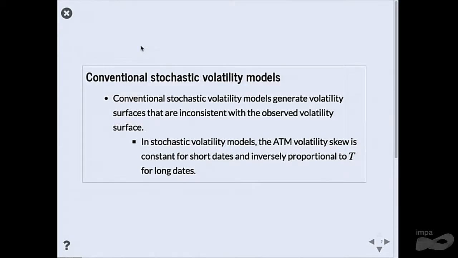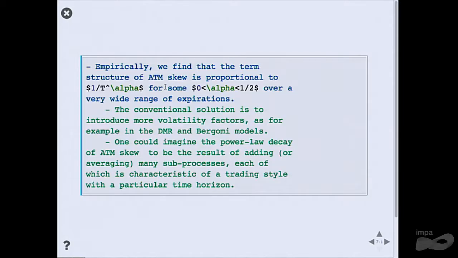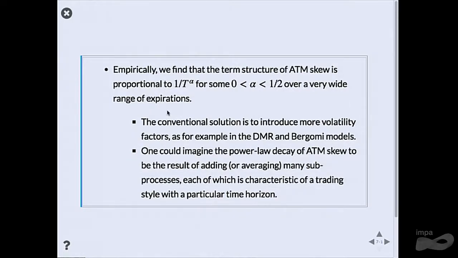So empirically, it's just a simple power law. The conventional solution is just to introduce more volatility factors. This is like saying, let's add a bunch of decaying exponentials and approximate the power law. And of course, if you do that, the more exponentials you add, the more parameters you get. So rapidly, you get a pretty ugly model with many, many parameters. Whereas the model of nature that seems to be the correct one is very simple. There's only one parameter, alpha.